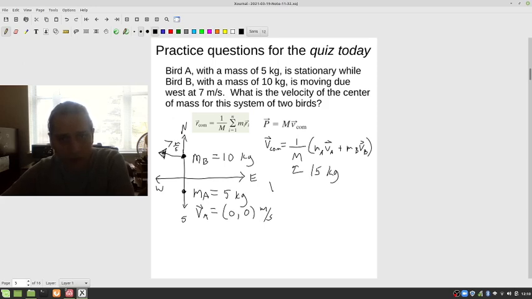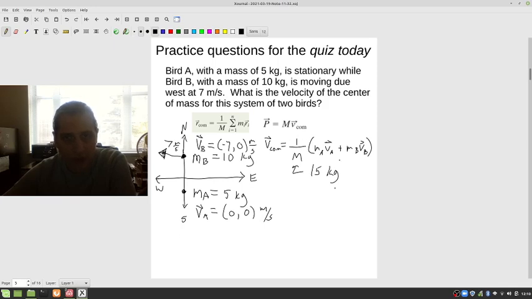If I want to draw my VA as a vector, that would be 0, 0 meters per second. Whoops, I've already written that down. Maybe I should worry about writing the velocity of B. Well, that's moving in the way I've set up the coordinates. It's going to be moving in the minus x direction, so minus 7, comma, and then it's not moving in the y direction, so it would be minus 7, comma 0 meters per second.